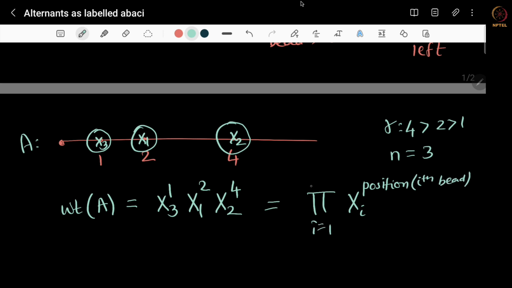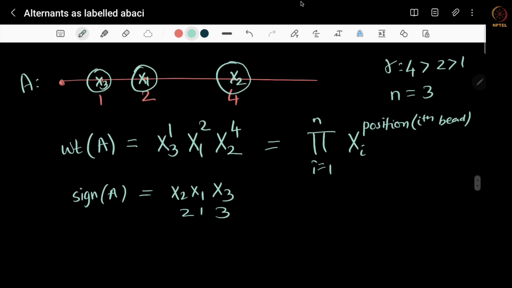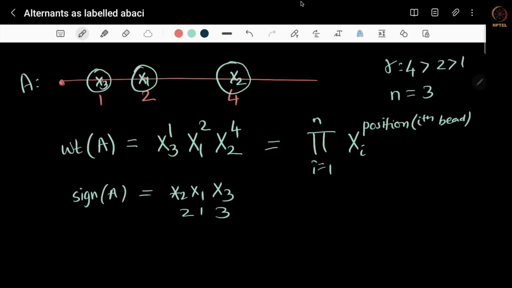The weight of this abacus will just be, I can do it any which way. I look at x3, it's in position 1. I look at x1, that bead is in position 2. x2 is in position 4. So I take each xi and I raise it to the power of the position in which it lies. Another way of writing the same thing is to say xi to the power of the position of the ith bead, where i goes from 1 to n.